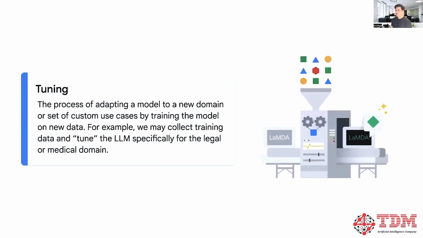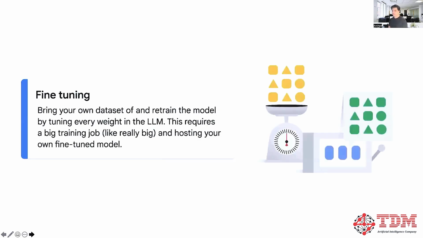Now, we talked about how to prompt. Now, how do we take whole internet data and use it for ourselves? That's called tuning. You can subset certain segments going into large language models and focus on that, and generate, for example, legal or medical advice, rather than looking at the whole corpus. So we will talk about how to do that. That concept is called fine-tuning, bringing our data set and retraining the model by tuning every weight in the LLM, which requires a big training job. We'll see how these things are done in detail.